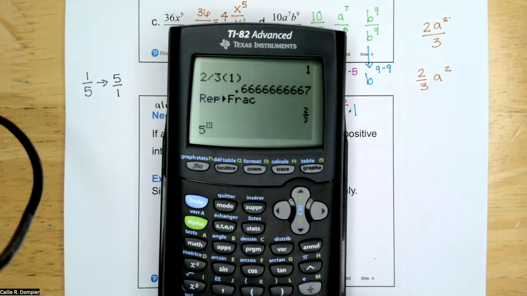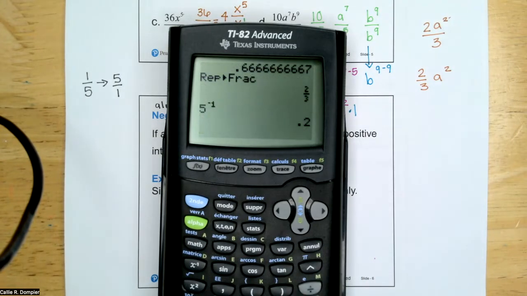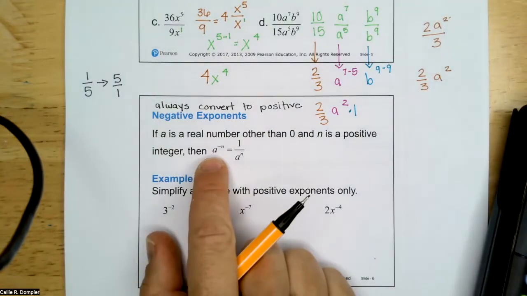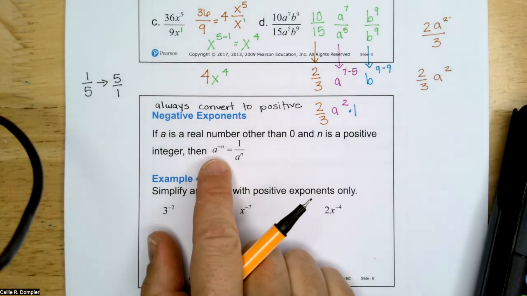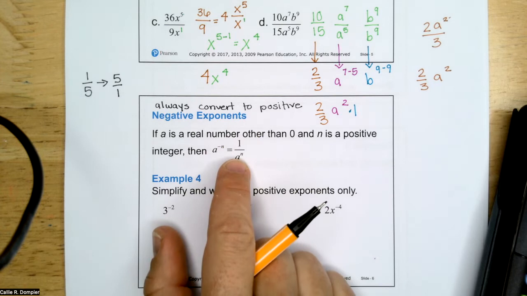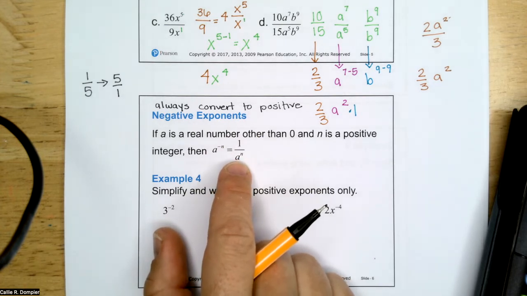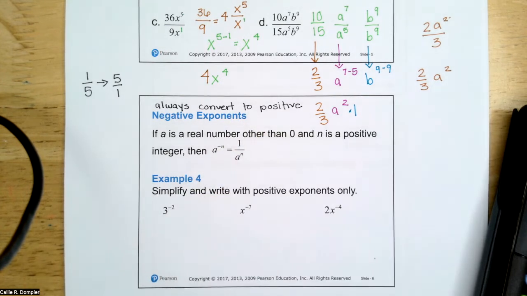5 to the power of -1 is 0.2. 1 divided by 5 to the power of 1 is that same number. So when you have a negative exponent, what you're doing is you're saying 1 divided by that base raised to that exponent is equal to that negative exponent.